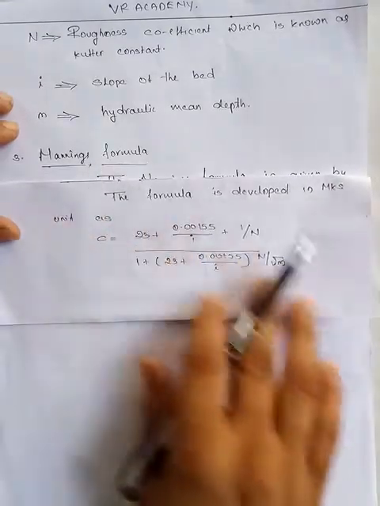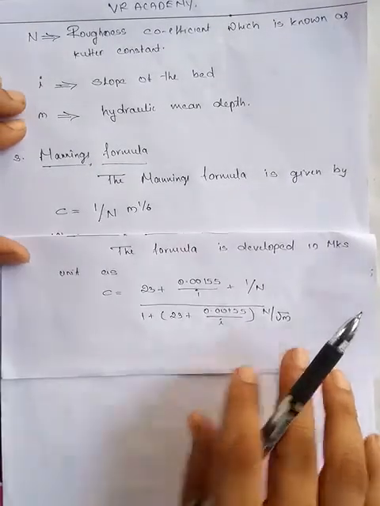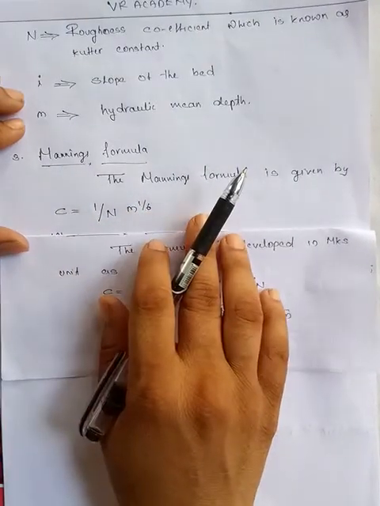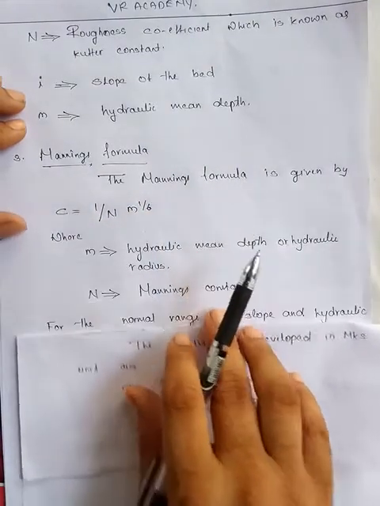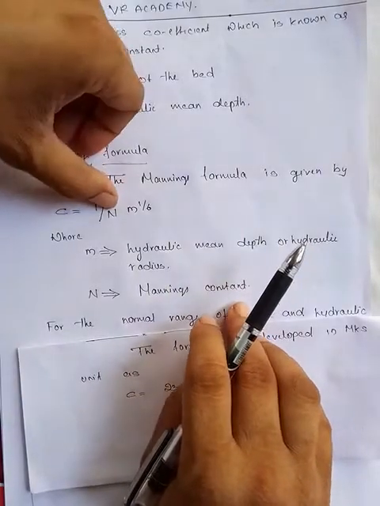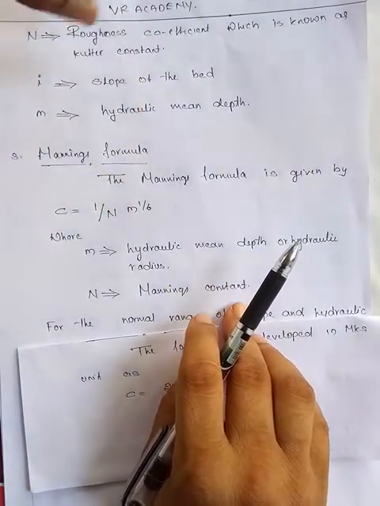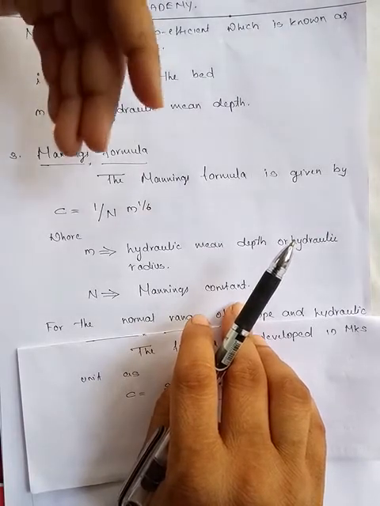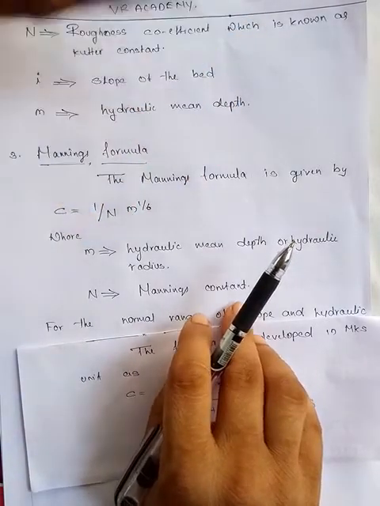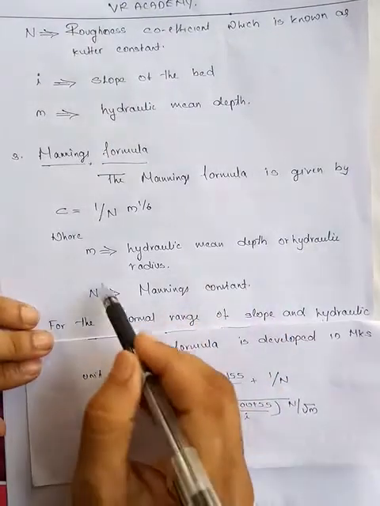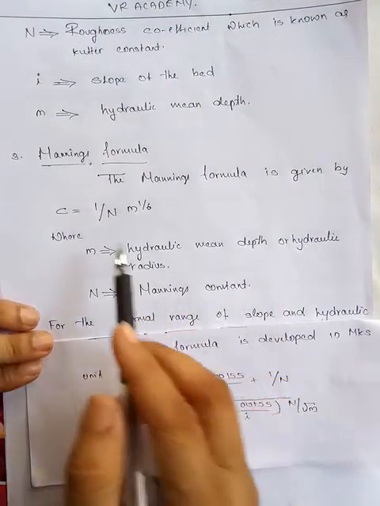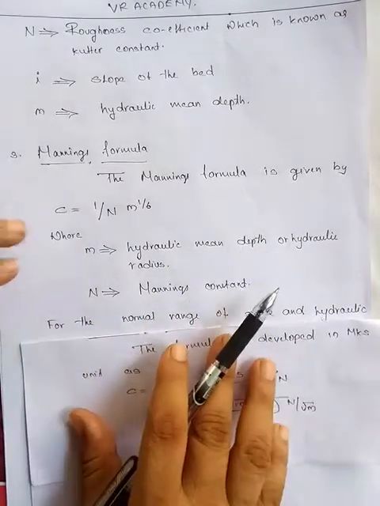The third one is Manning's formula. Manning's formula is given by C is equal to 1 by N, M power 1 by 6. Here also N is a Manning's constant. In the Kutter formula, the N is the Kutter constant; in Manning's, the N is the Manning's constant. Here also they will give the value of N, and by using this Manning's constant, you can find the value of the Chezy's constant.